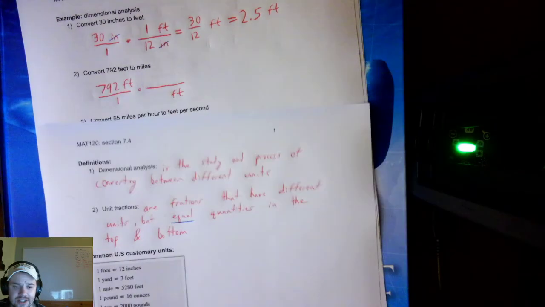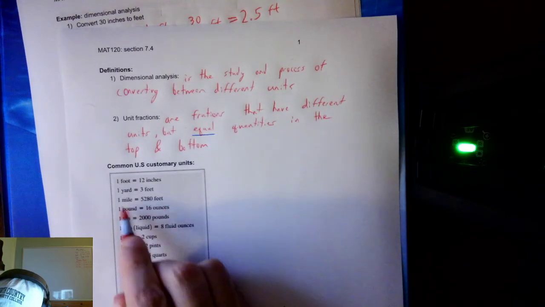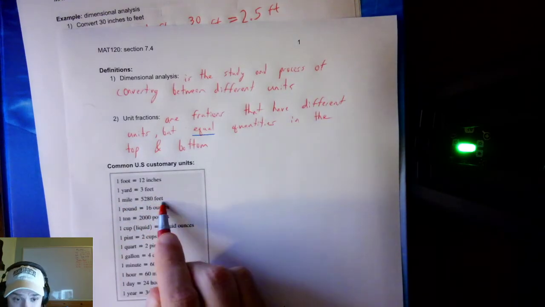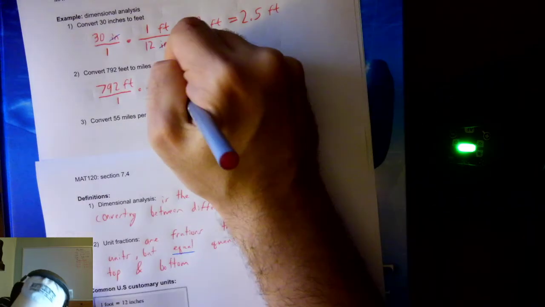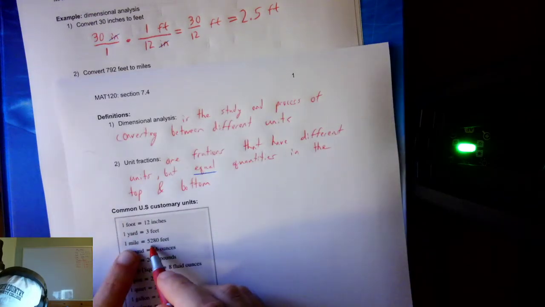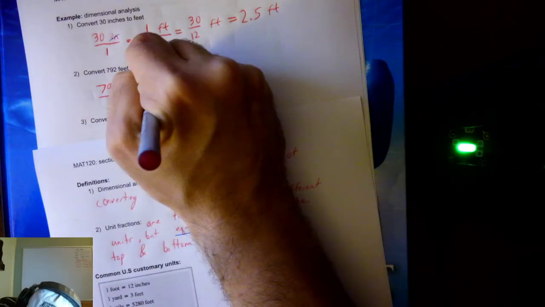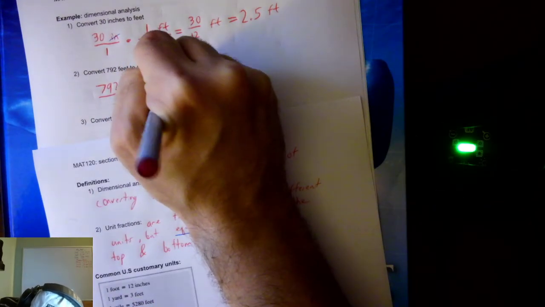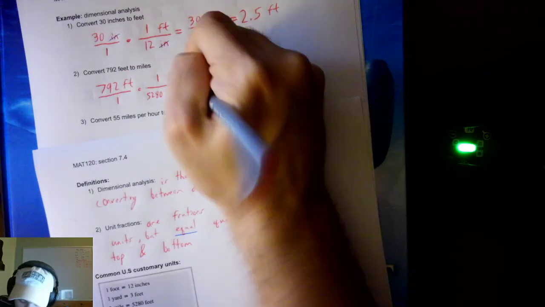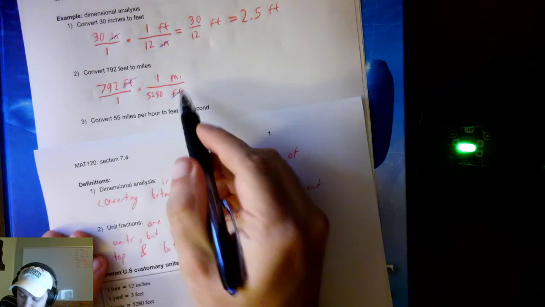Now, my goal is to get to miles. The first thing I should see is, is there anything that relates feet to miles directly? And there is, right? I can relate feet to miles directly. So I'm going to put miles, MI, up top. And now the unit fraction will be 1 mile is 5,280 feet. The reason I put feet in the bottom was because it'll cancel, and I'm left with miles.